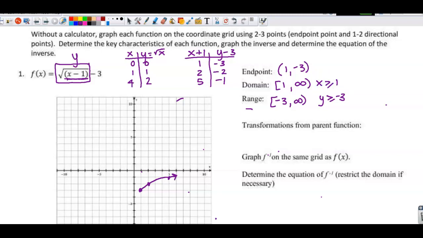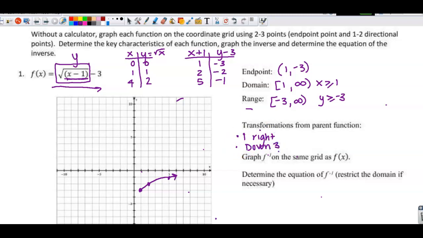All right, transformations. Well, we always write our transformations left to right. So the first thing starting from the left going to the right is we went 1 right, a horizontal shift right, and then we went down 3.